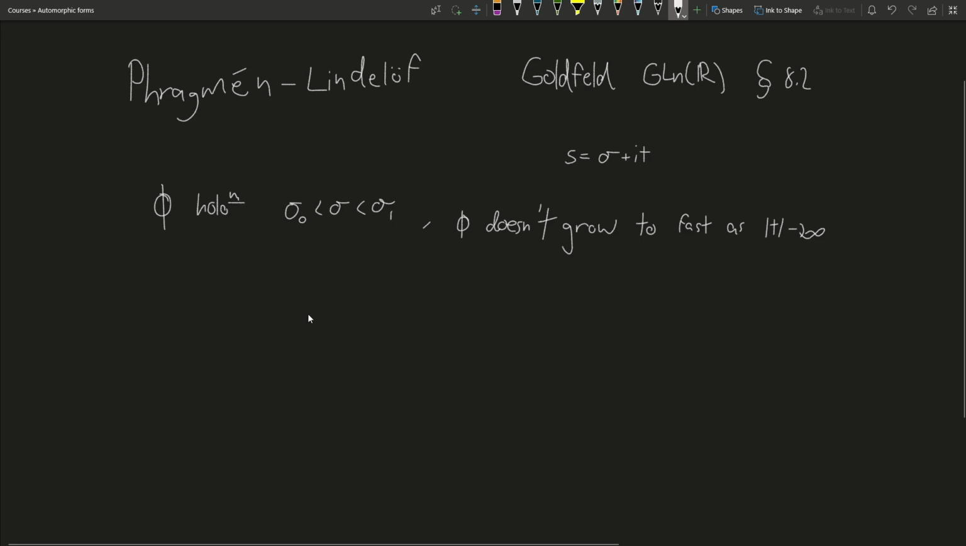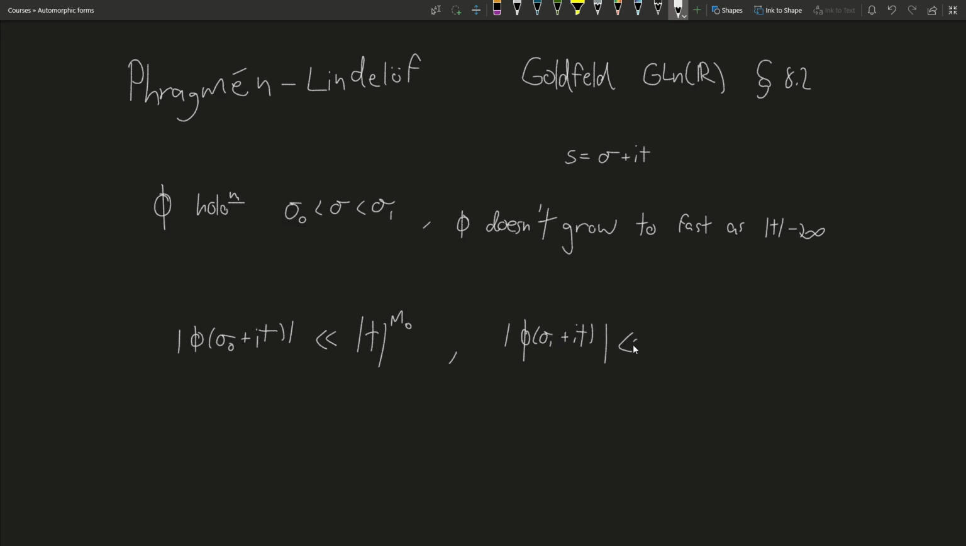And then the idea is that say that the absolute value of phi on the line with real part sigma 0, so at the left edge of the strip, is less than t to the m0, and similarly on the right edge of the strip, it's also bounded by some power of t. And this is as t is going to infinity.